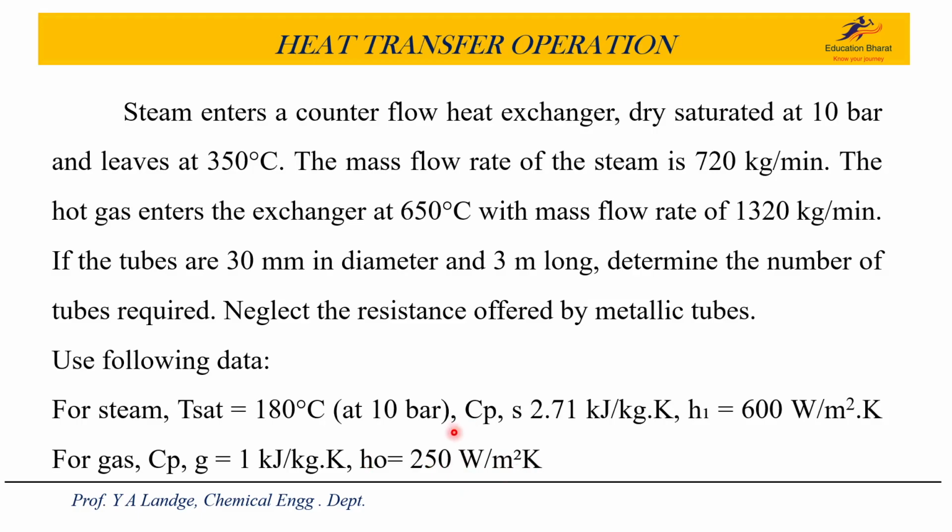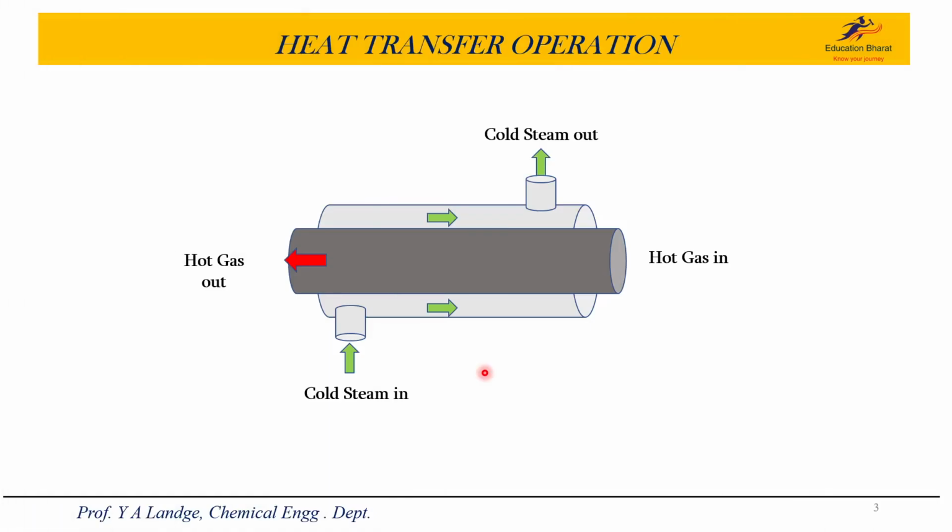Now, this is a numerical where the steam enters the heat exchanger, and there is an exchange of heat between the hot gas and the steam. So let's see how to solve this numerical. The diagram for this case is like this. The hot gas is flowing from left to right with a certain flow rate, while the cold fluid is flowing counter current through the exchanger. For this case, we want to know how many tubes we require.